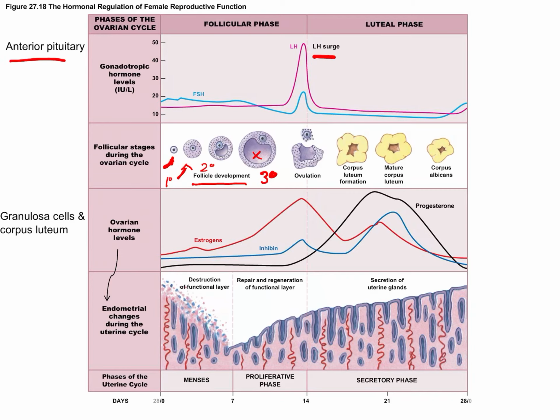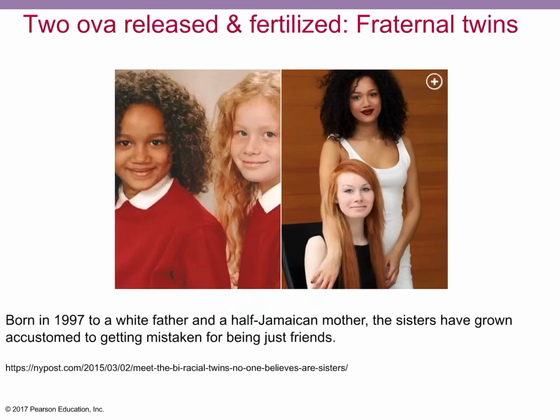All right, so what happens? In most cases, you have one ovulated egg every cycle. What happens if you have two? Then that is our fraternal twins. So if two ova are released with ovulation and they're both fertilized, then you get something called fraternal twins.